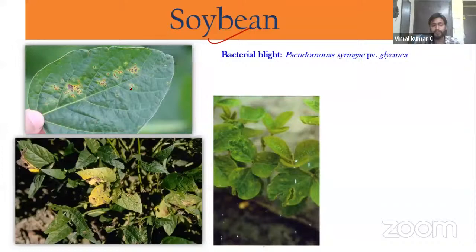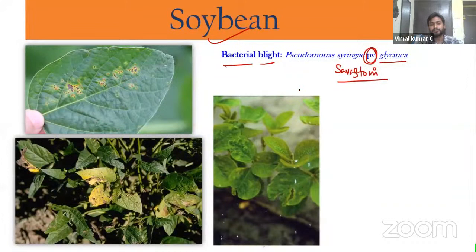When it comes to bacterial diseases, especially bacterial blight in soybean, it is caused by Pseudomonas syringae pathovar glycinea. In the last class, I told you about the pathovar system, right? The same way we are classifying according to host pathovar, that is glycinea. The new name can be savastanoi also. The synonym you can see is Pseudomonas savastanoi pathovar glycinea.